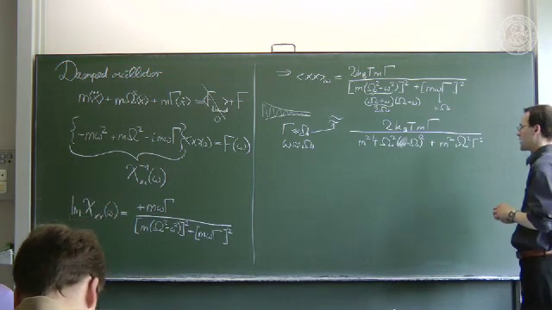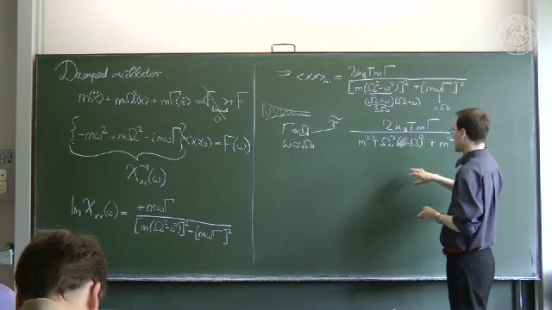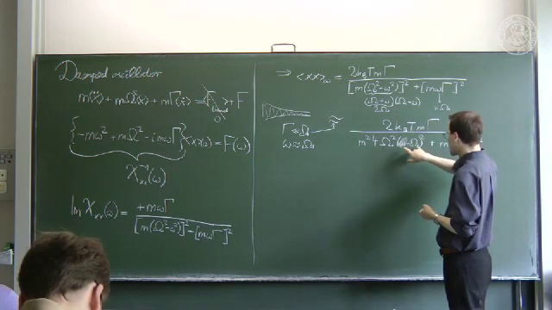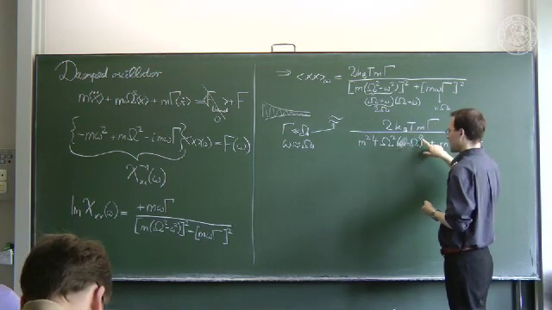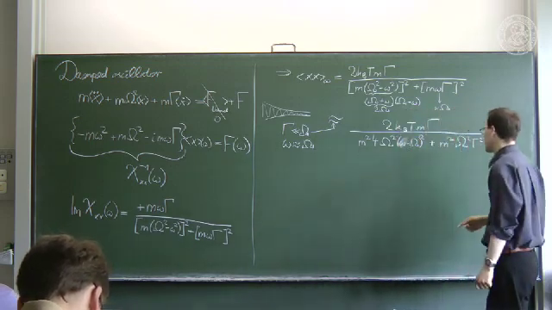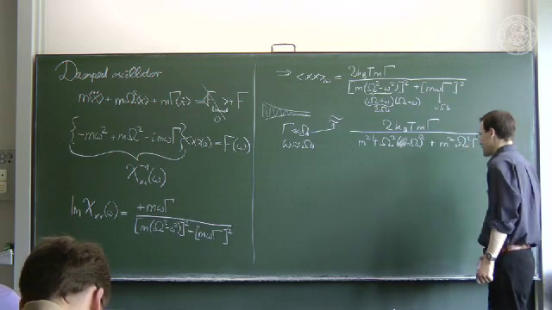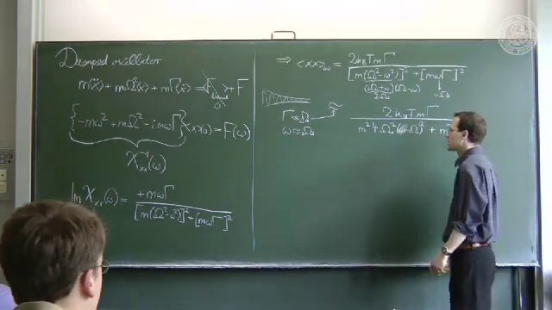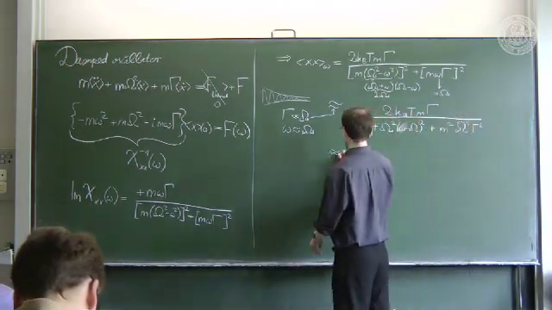Now this is already a Lorentzian. You see that it's a constant divided by the square of the difference in frequencies with respect to the resonance frequency plus some other constant. And the only task that remains is just to simplify this expression.